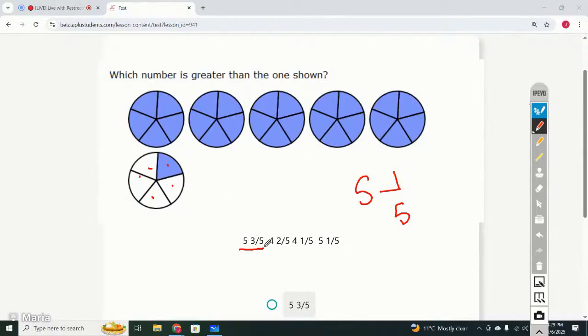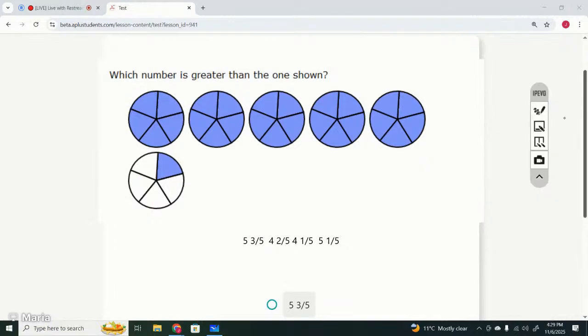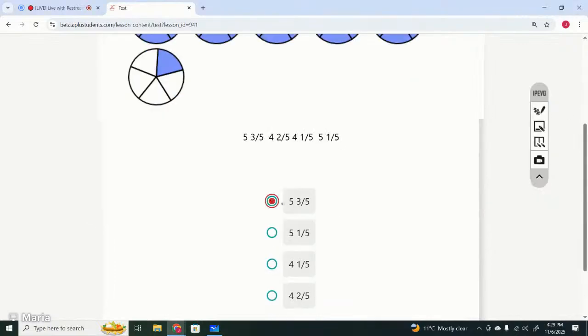So start with the first one, 5 whole 3 by 5. Their whole numbers are exactly equal. Look at their fractional part. 1 by 5 is greater than 3 by 5... The correct option is 5 whole 3 by 5.